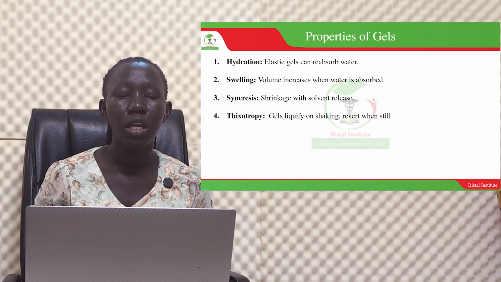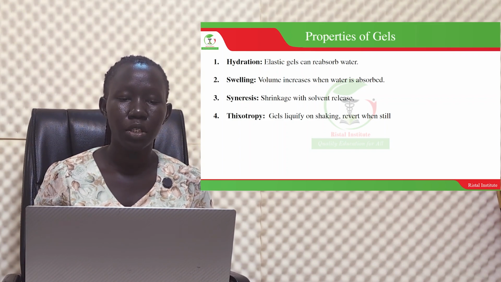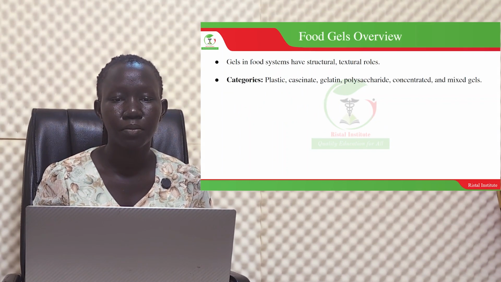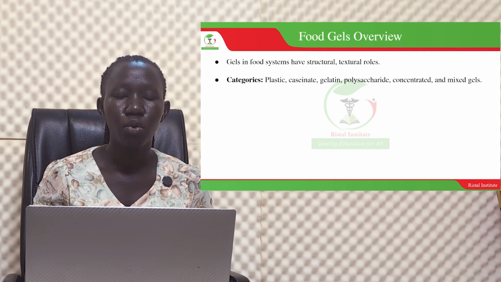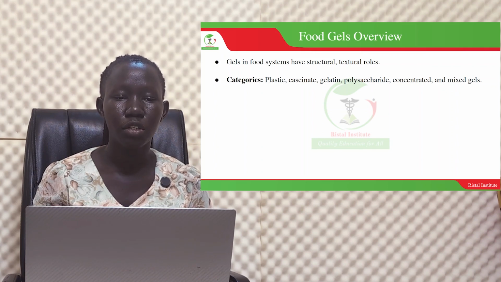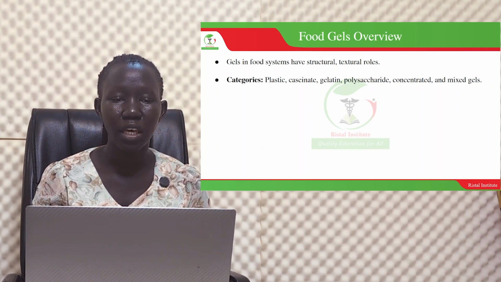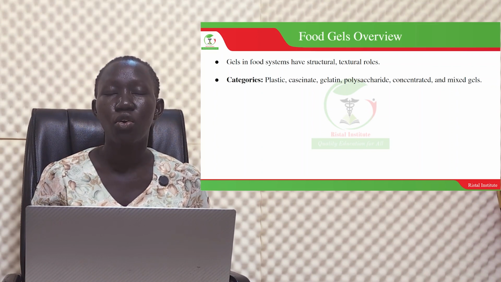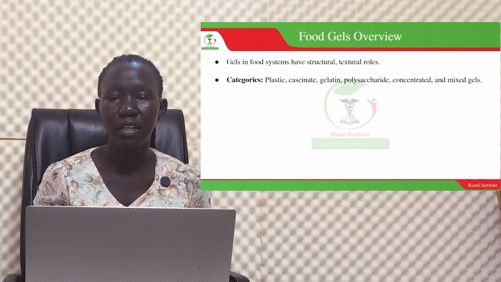Then we also have what we call thixotropy. Gels liquefy on shaking and revert when still. We have what we call food gels, the gels that are applied especially in food. Gels in food systems have structural and textural roles, and we have various categories of food gels. For example, the plastic, the caseinate, gelatin, polysaccharide, the concentrated, and also the mixed gels.